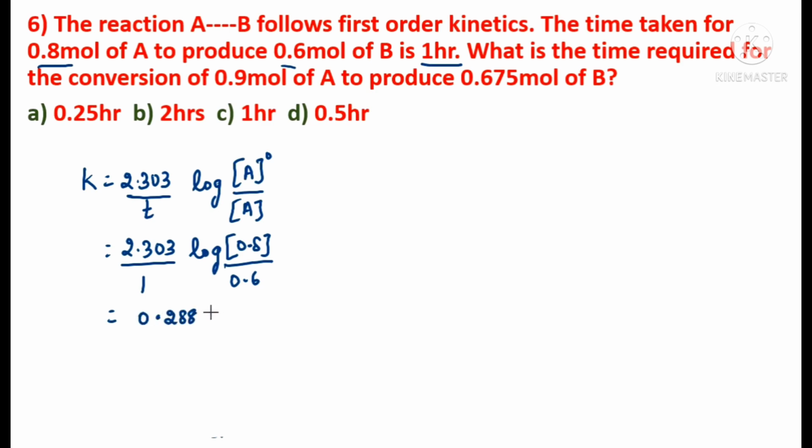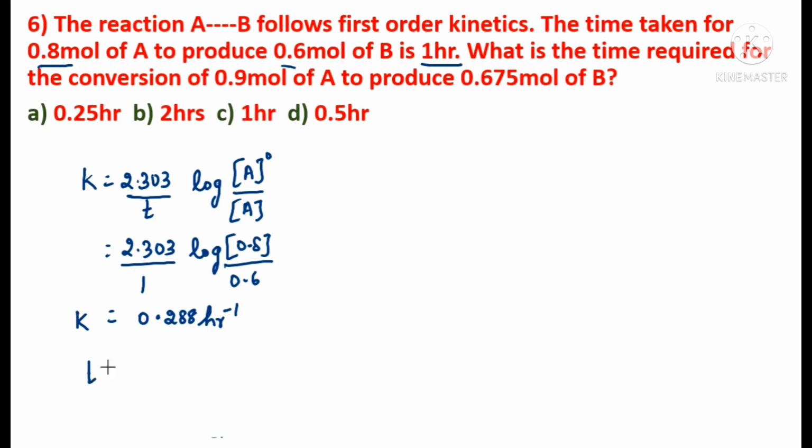After simplifying this, we will be getting the answer as 0.288. What is the unit for the rate constant for the first order? It is per second. Here the values are given in hours, is it not? So you can write it as hour minus 1. This is the unit. Okay, now what we are going to do? See, we are going to make use of this K value in the same formula, and we are going to find out T by using these two different values, that is 0.9 and 0.675. Understood?